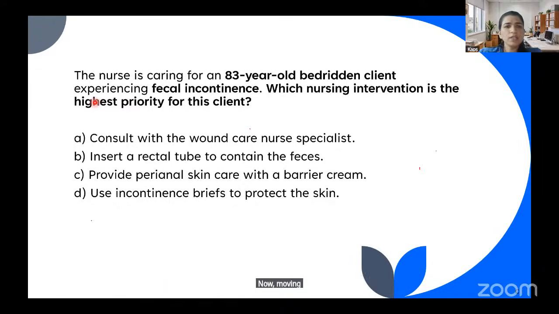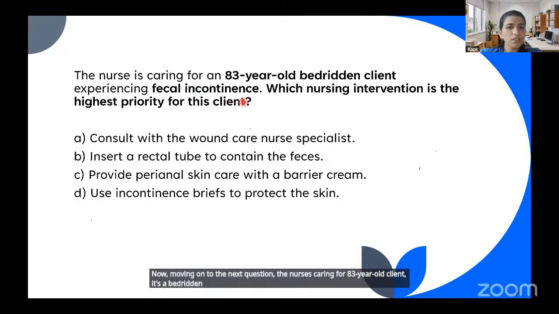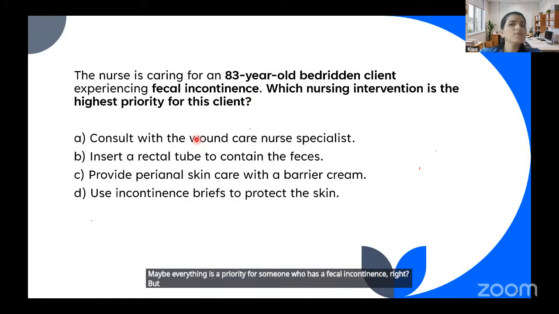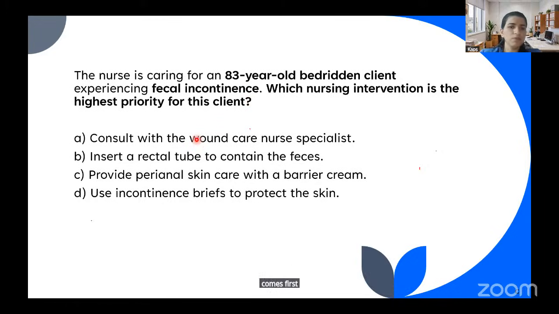Now, moving on to the next question. The nurse is caring for an 83-year-old client who is bedridden, experiencing fecal incontinence. This is your keyword. Now, which nursing intervention is the highest priority? See, highest. Maybe everything is a priority for someone who has fecal incontinence, right? But what comes first, on the top of it?